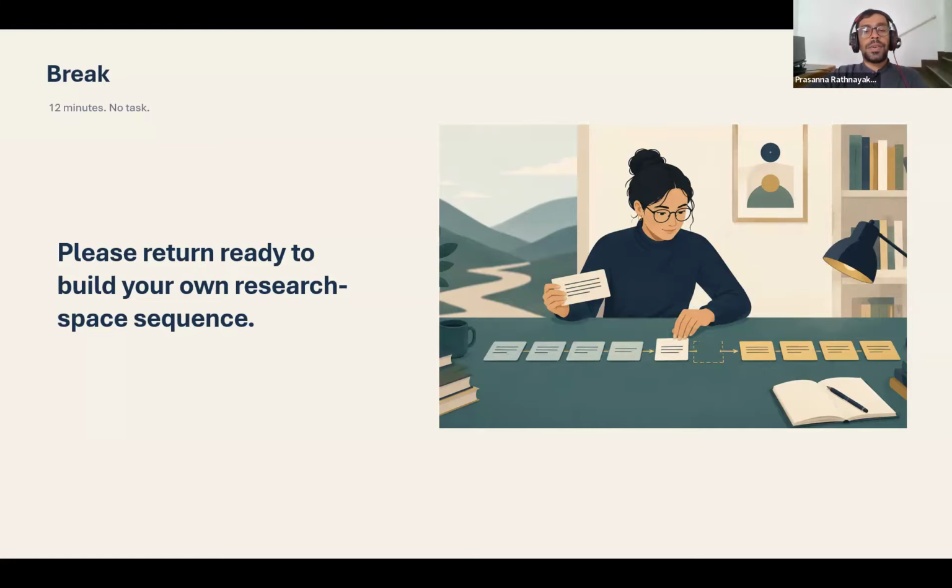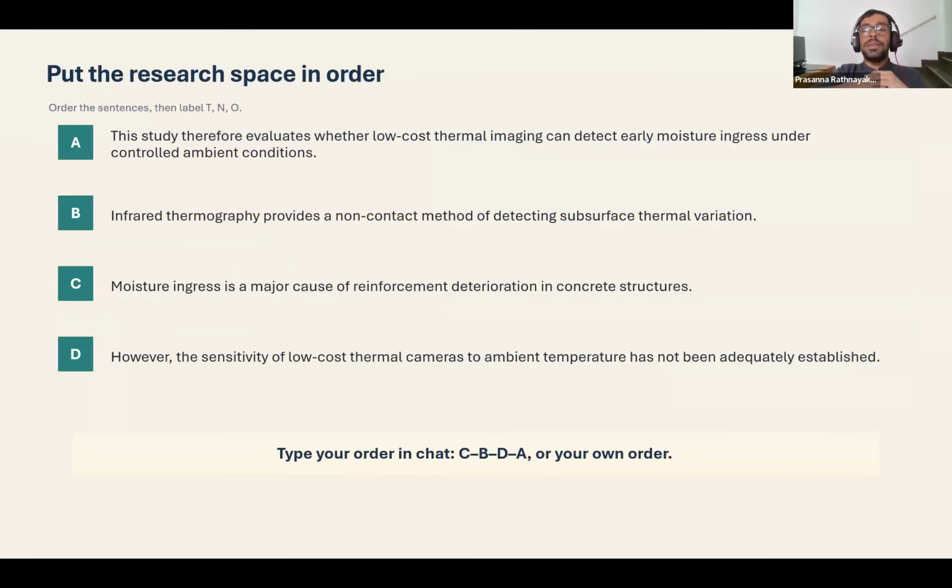Thank you. Perfect. Let's move on. Now, let us restart with a light but useful activity. In this ABCD order, the sentences are in a mixed order. Please read them silently and type the order you think creates the clearest research space. There are 4 sentences, A, B, C, and D.